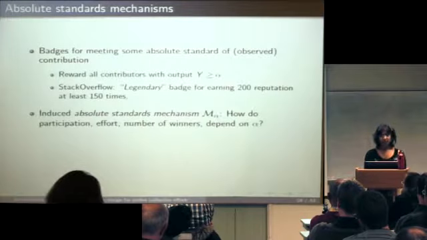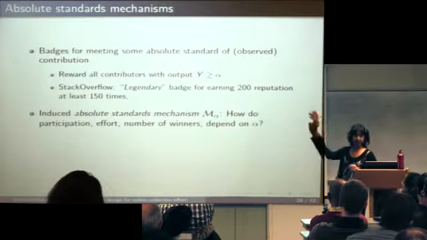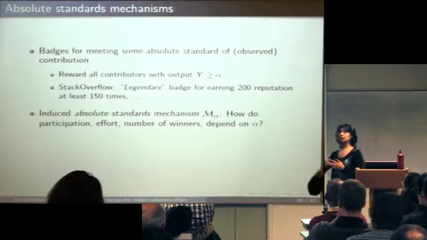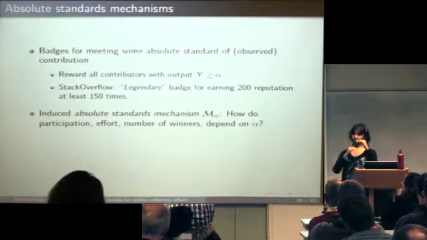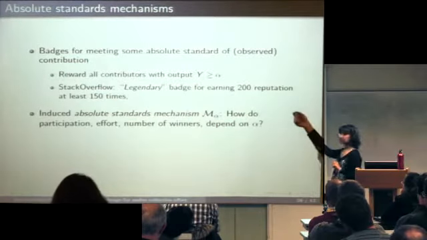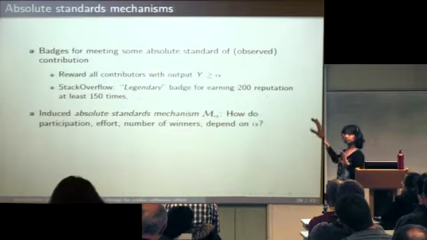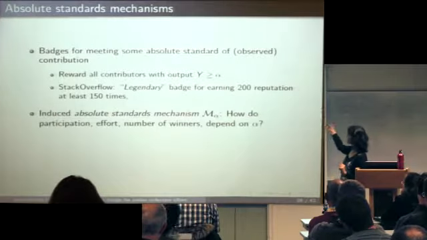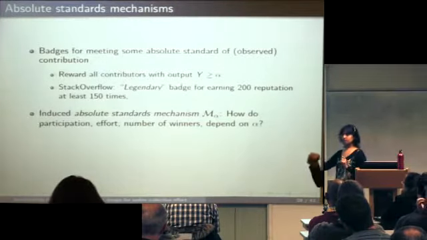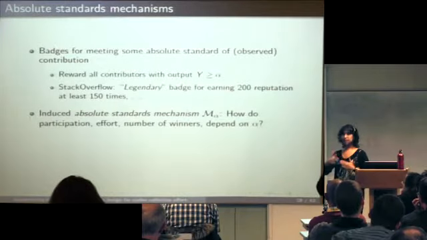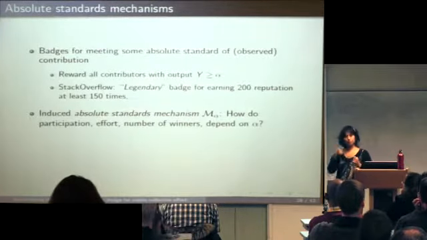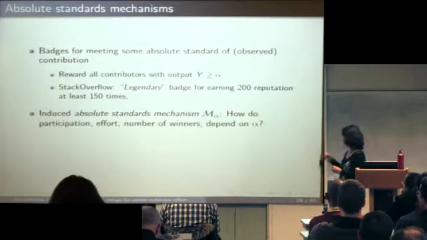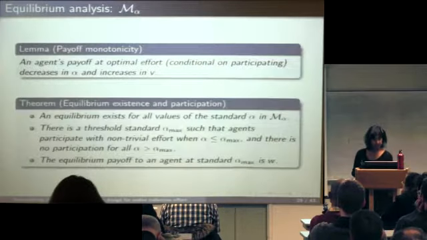And we're going to compare badge design, and I'm going to skip over the details of the model. So just to clarify what I mean by absolute and relative standards mechanisms. An absolute standards mechanism is one that rewards any contributor who meets some specified threshold level. So for example, Stack Overflow awards you a legendary badge if you earn 200 reputation points at least 150 times, a mouthful of a definition. This induces an absolute standards mechanism, which says that when you choose effort strategically in response to a specified standard, there's some probability that you meet that standard because your output is observed noisily. What effort and participation levels are picked in response to this?